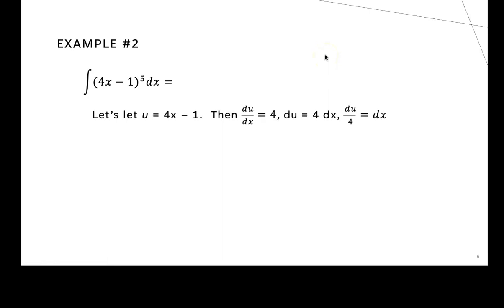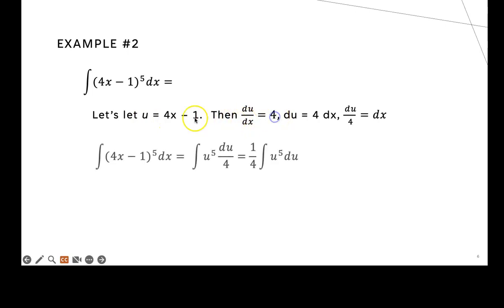Okay, so here's another example. We've got the integral of (4x minus 1) to the 5th dx. So remember, laser focus. Do you have some sort of an inside function in here? And we do. We have 4x minus 1. Looks like it's plugged into something to the 5th. So we're going to let u equal 4x minus 1. If that's the case, then du dx is equal to 4. du is equal to 4 dx if we multiply both sides by dx. And then du over 4 is equal to dx if we solve for dx.